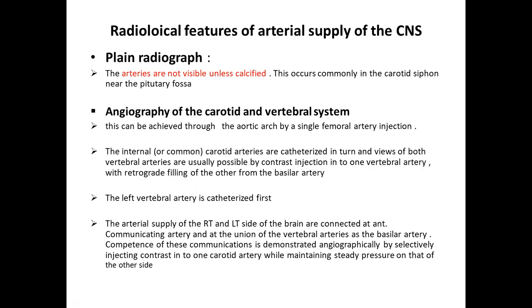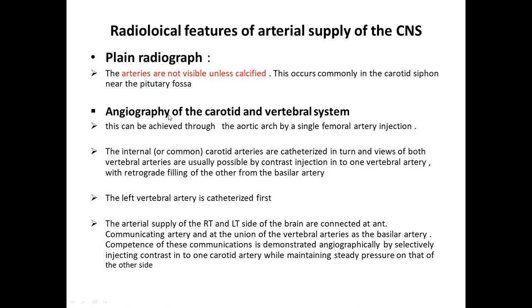Radiological features of arterial supply of the CNS. Plain radiograph: the arteries are usually not visible unless calcified. This most commonly occurs in the carotid siphon near the pituitary fossa. As we mentioned previously, the carotid siphon is the cavernous and supraclinoid portions of the internal carotid artery.